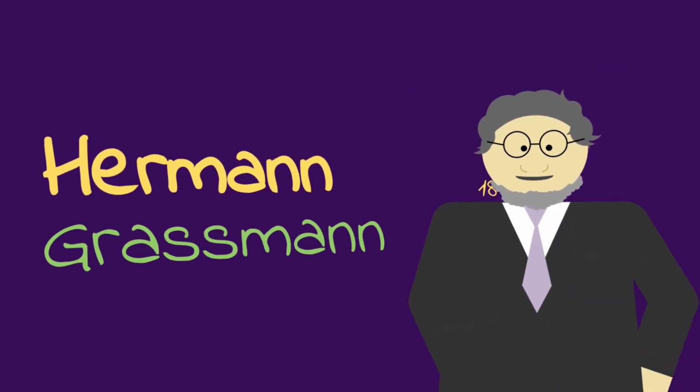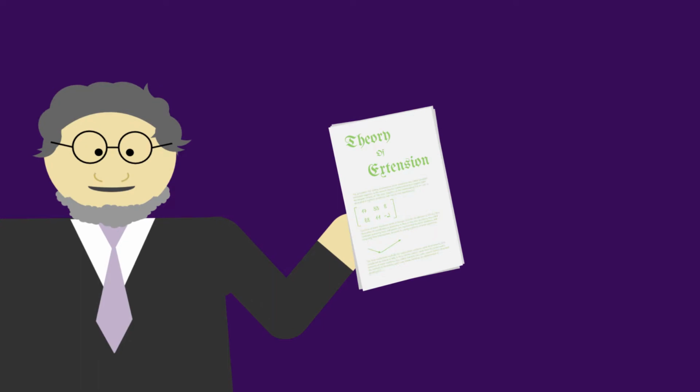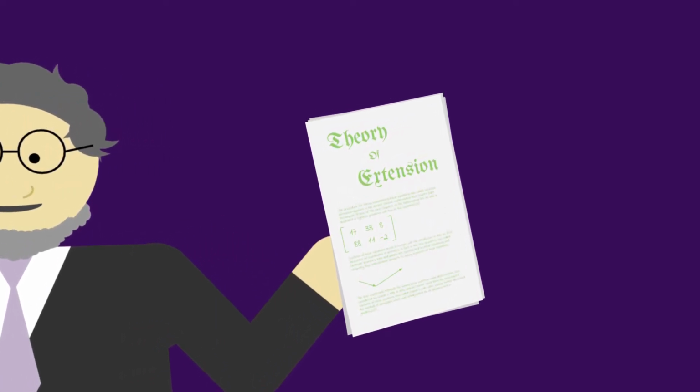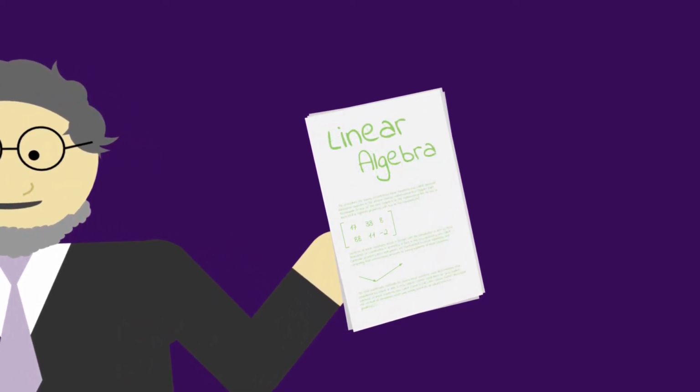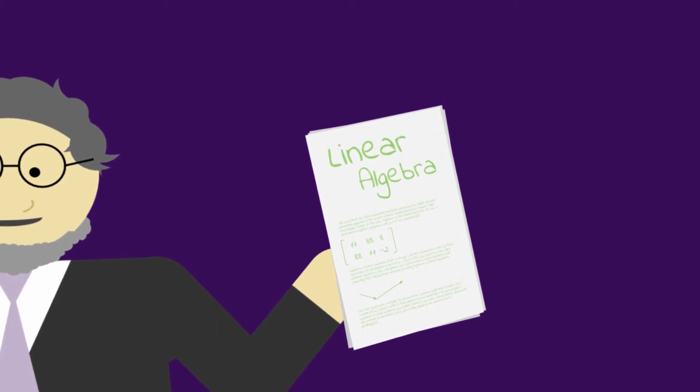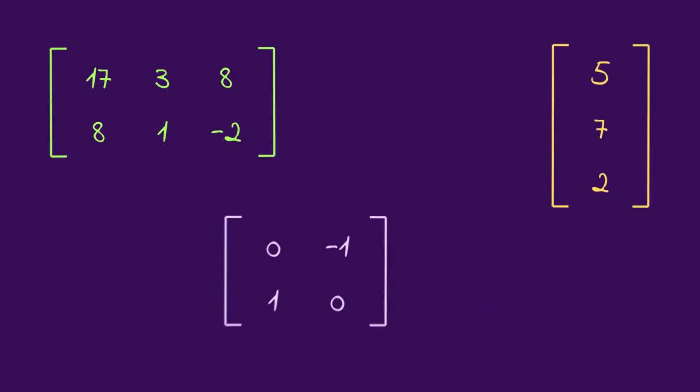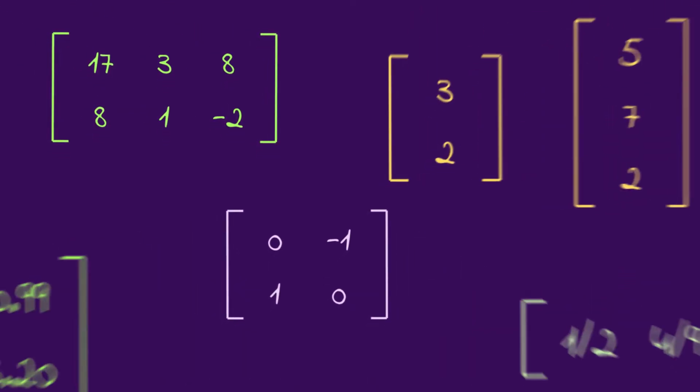In the year 1844, a German mathematician, Hermann Grassmann, published his theory of extension. His discovery led to a branch of mathematics we know as linear algebra, which is the study of linear vectors using matrices. In standard math, the definition of a vector is a quantity having a direction as well as a magnitude. However, in linear algebra, a vector is a list of numbers that could be transformed through operations.